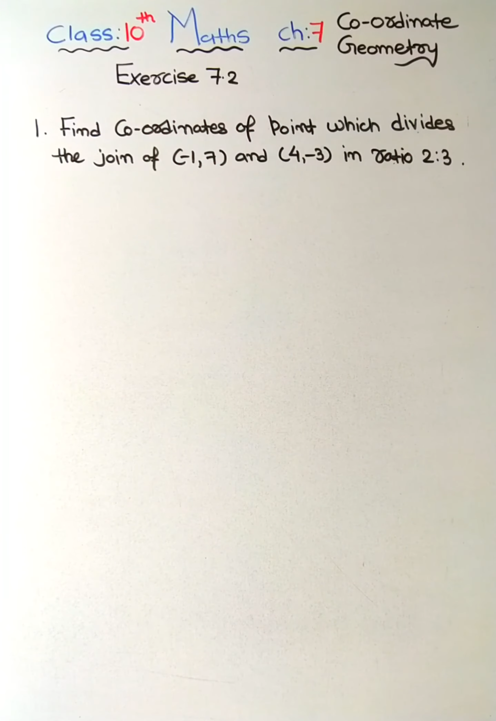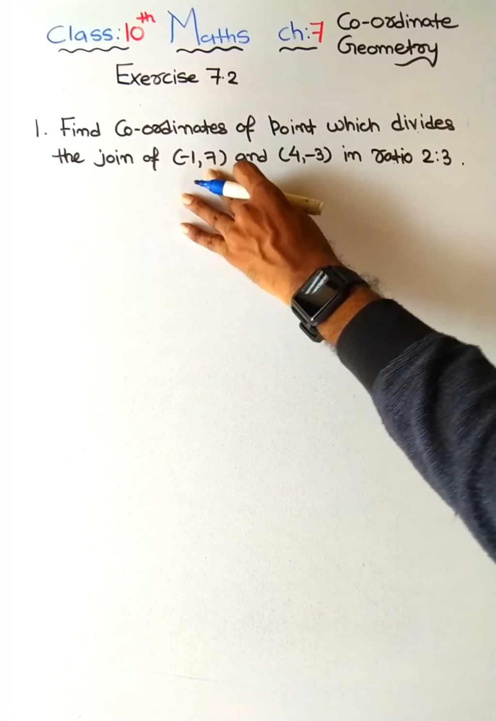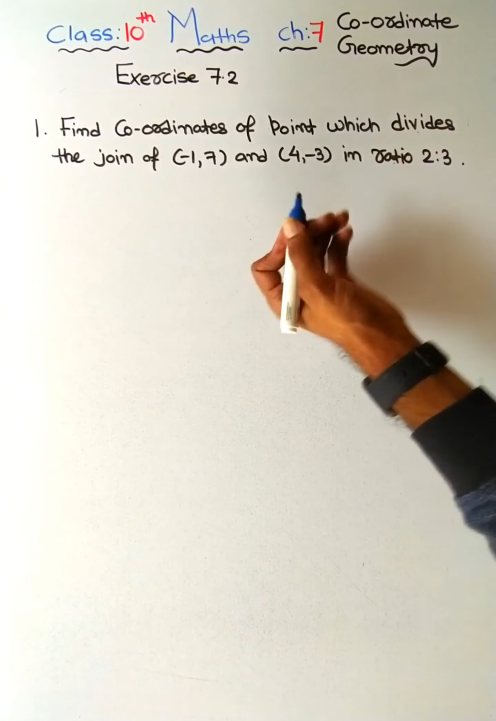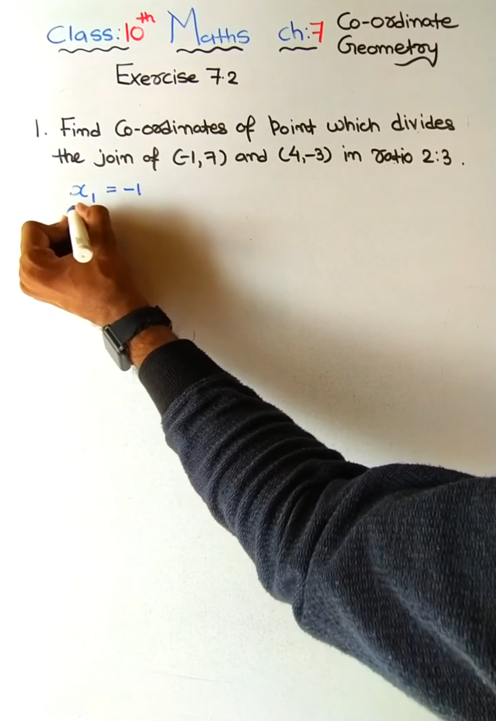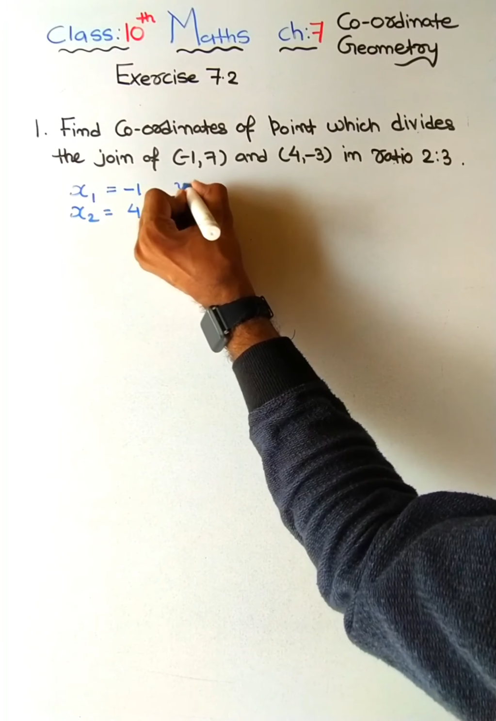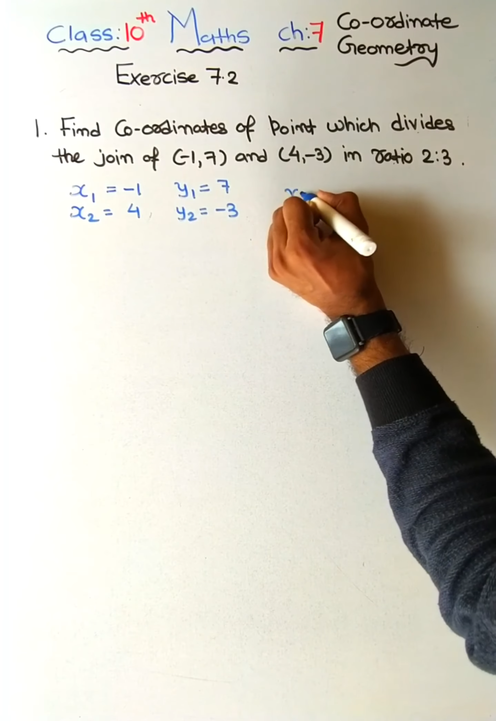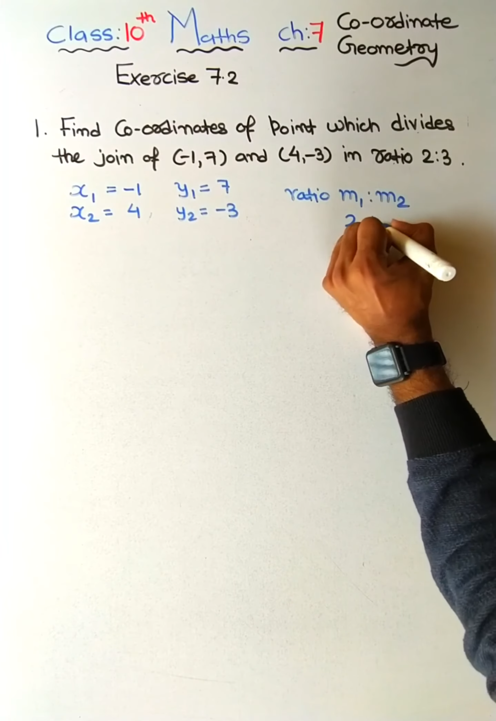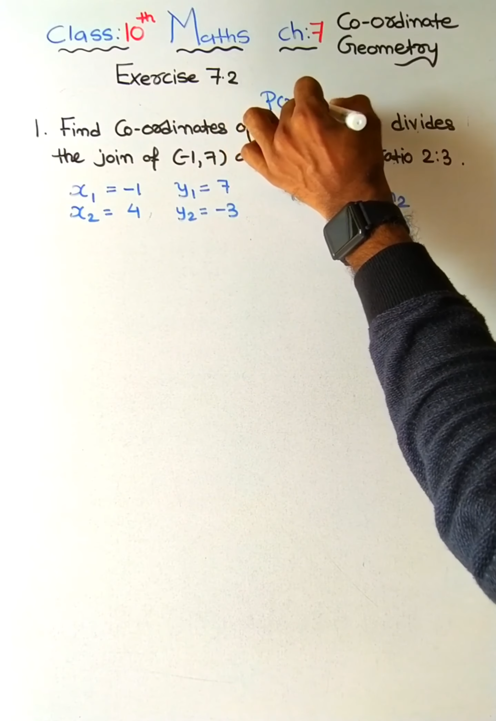So first question of exercise 7.2 is: find the coordinates of the point which divides the join of (-1, 7) and (4, -3) in the ratio 2:3. Now let us assume the points, or directly you can write x1, that is -1, x2, that is 4. Same way y1 we have 7 and y2 we have -3. The ratio m1 is to m2 is 2 is to 3. Clear? And let us assume that this point be P(x, y).